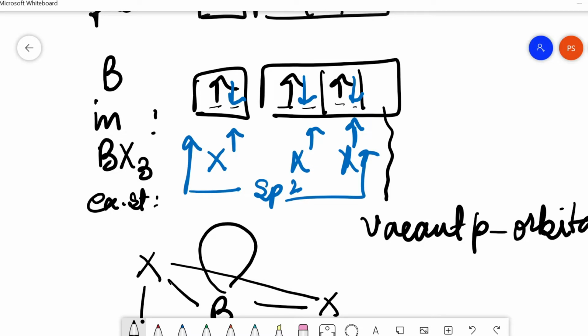But the octet is not filled. That's why boron in the BX3 molecule is electron deficient in nature with a vacant p orbital. That's why boron in the BX3 molecule can accept an electron pair, and thus, due to these two reasons, acts as a Lewis acid.